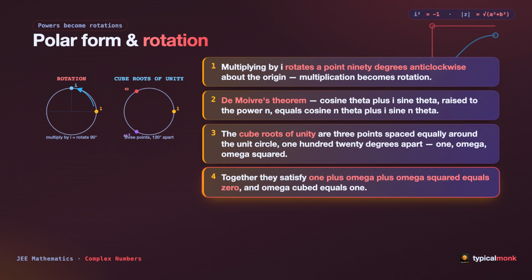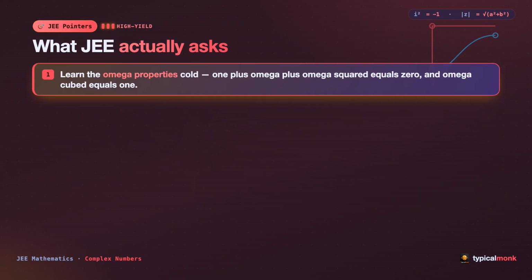And fourth, the property that makes them so useful. 1 + omega + omega^2 equals 0, and omega^3 equals 1. Remember that pair. G returns to it constantly. Now sit up straight. These 5 lines are what G actually asks, year after year. 1. Learn the omega properties cold. 1 + omega + omega^2 equals 0, and omega^3 equals 1. Half the roots of unity questions collapse the moment you recall this pair.